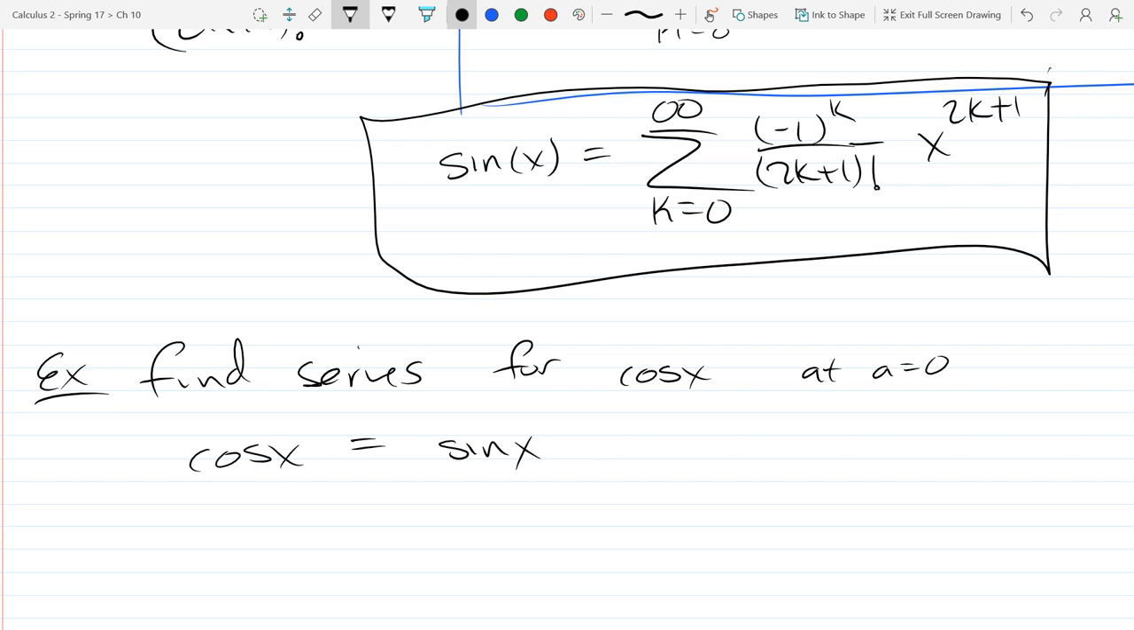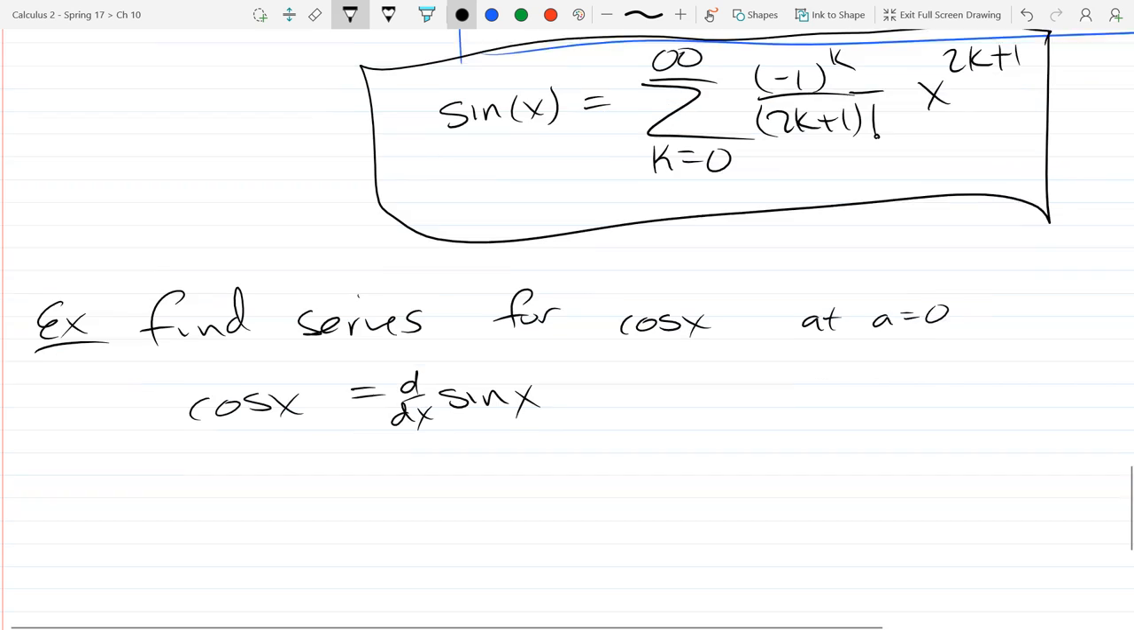Derivatives on what side? So either the derivative of sine is cosine, or the antiderivative of cosine is sine, and I can go either way. I actually want to solve for cosine, so it's already solved for cosine. So we're ready to go.